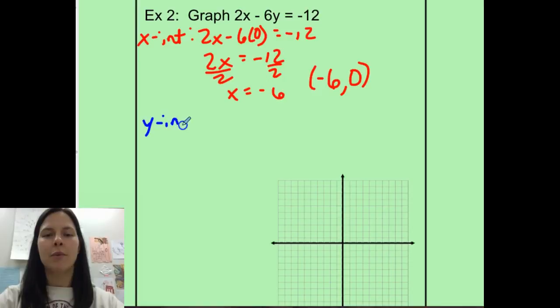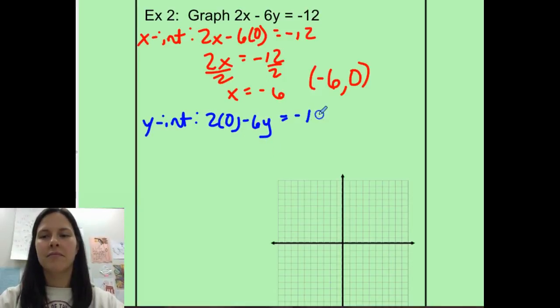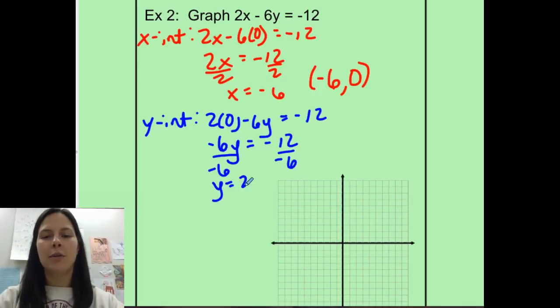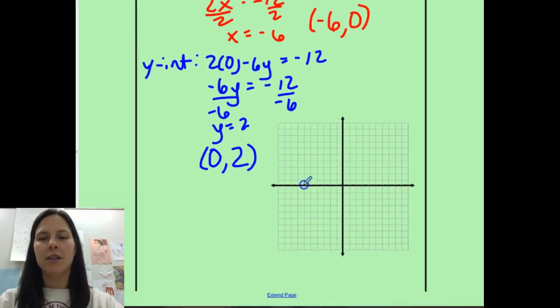Our y-intercept, we will replace x with 0. Two times 0 is 0. Don't lose the negative sign in front of your 6. So we'll divide both sides by negative 6. Y equals positive 2. So our y-intercept, when we substituted 0 for x, we solved and got positive 2 for y. Putting those points on my graph, we had negative 6, 0 for our x-intercept and 0, positive 2 for our y-intercept.